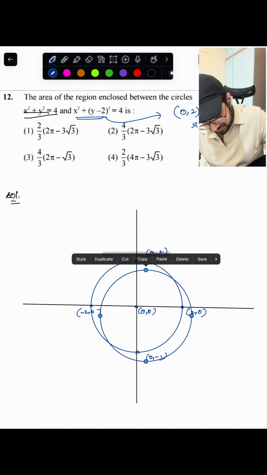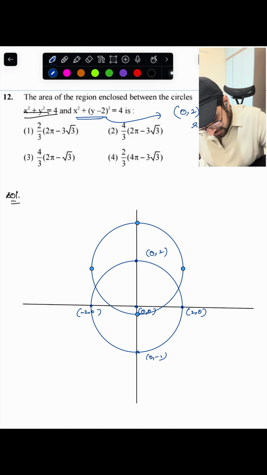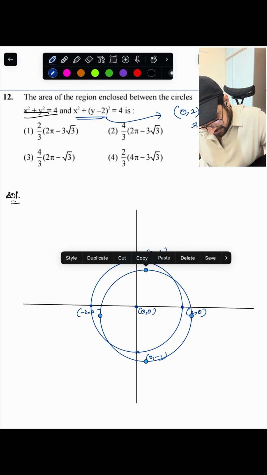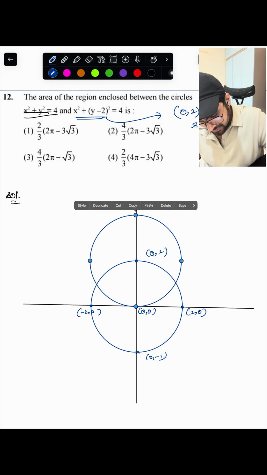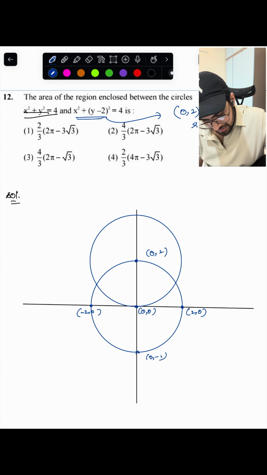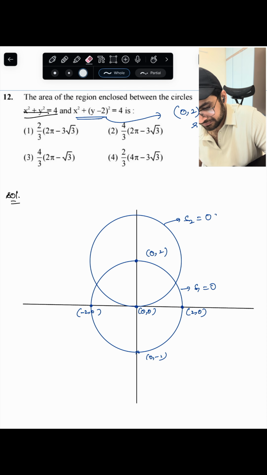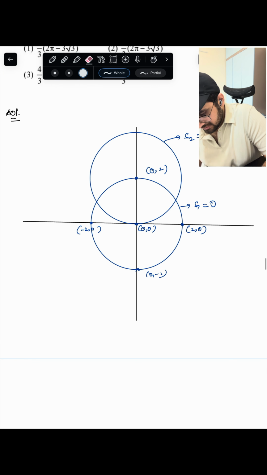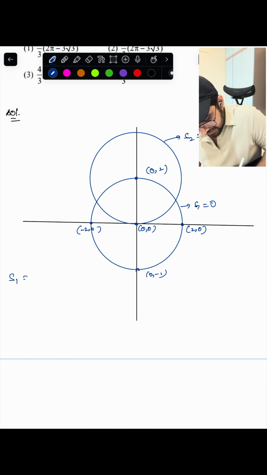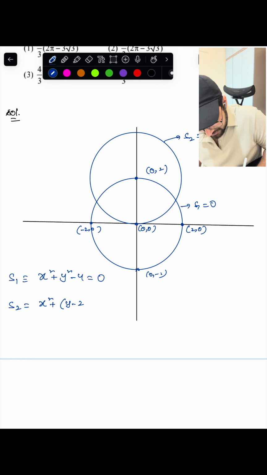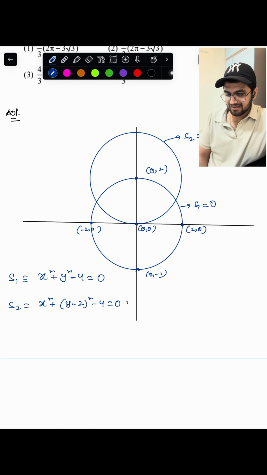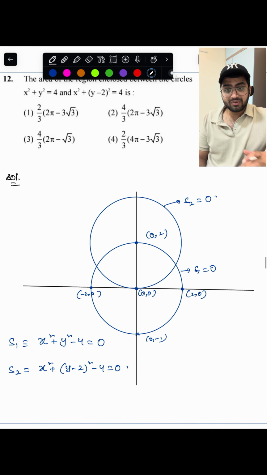So let me take the circle like this. This is the first circle, S1 equals to 0. Let us say this is another circle, S2 equals to 0. S1 means x square plus y square minus 4 equals to 0. S2 means x square plus y minus 2 whole square minus 4 equals to 0. Now what is the region bounded by these two circles?